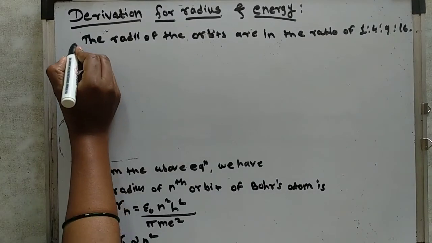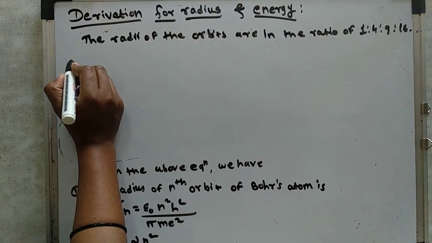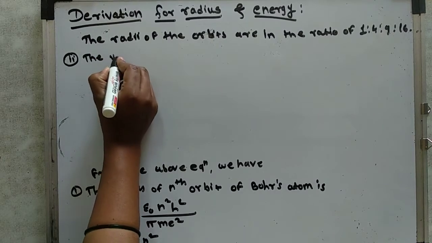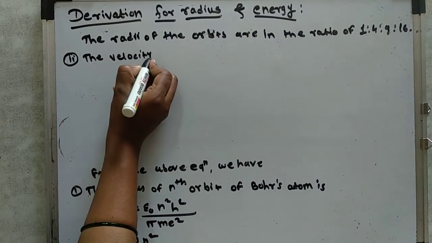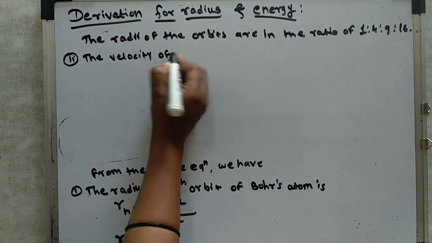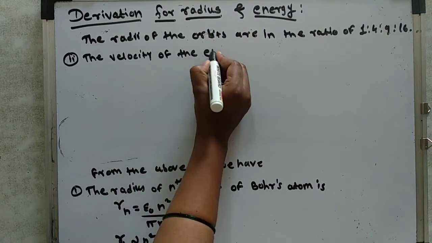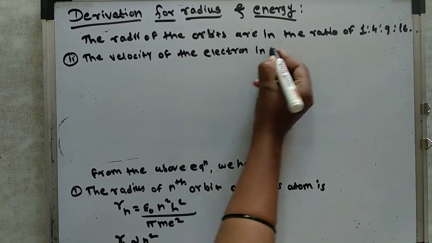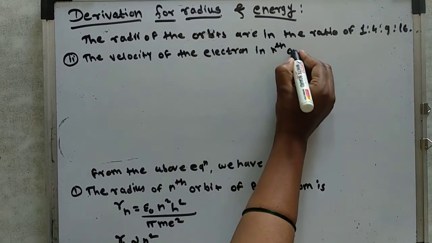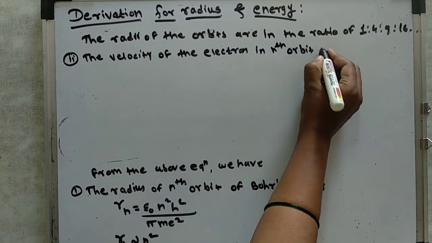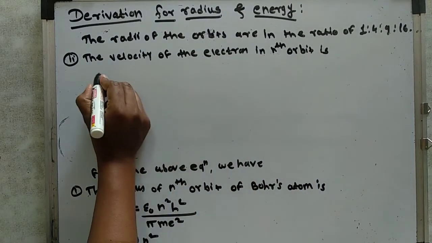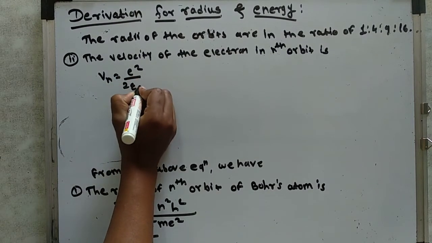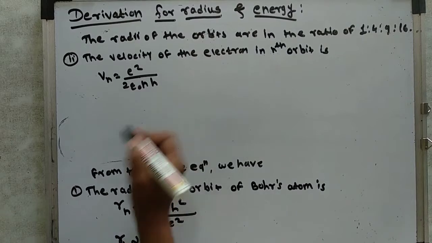Second, the velocity of the electron in nth orbit is vn is equal to e square upon 2 epsilon naught n h.